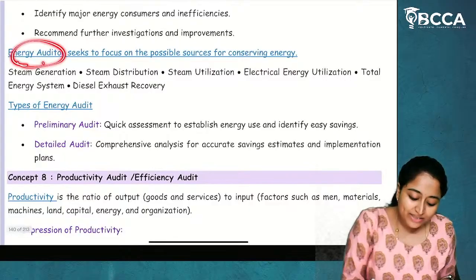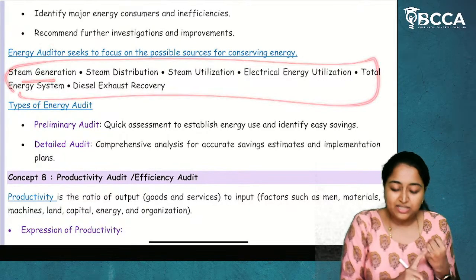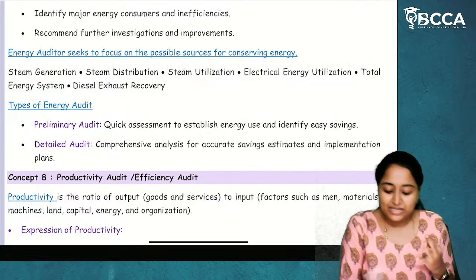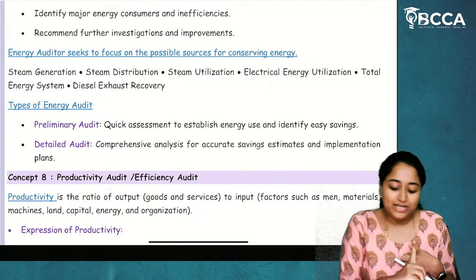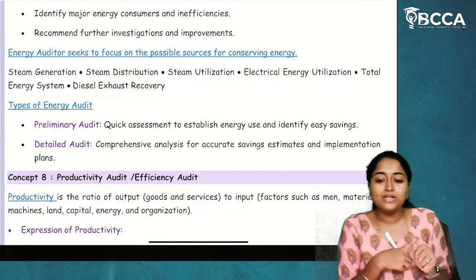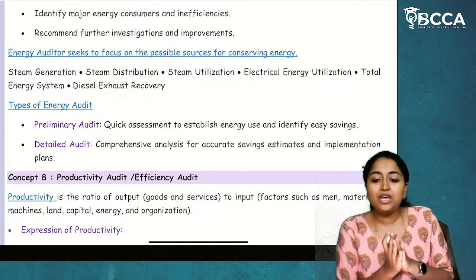Now, the energy auditor will come and do the analysis of all this: how much steam generation is happening, how it is being distributed, how it is being utilized, how much electric energy utilization there is in the total energy system, how much cost is involved, and diesel exhaust recovery. Regarding all this, the energy auditor will do the audit.